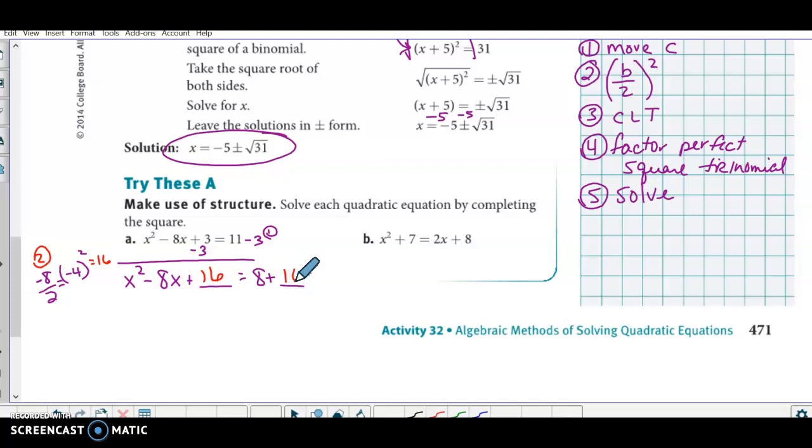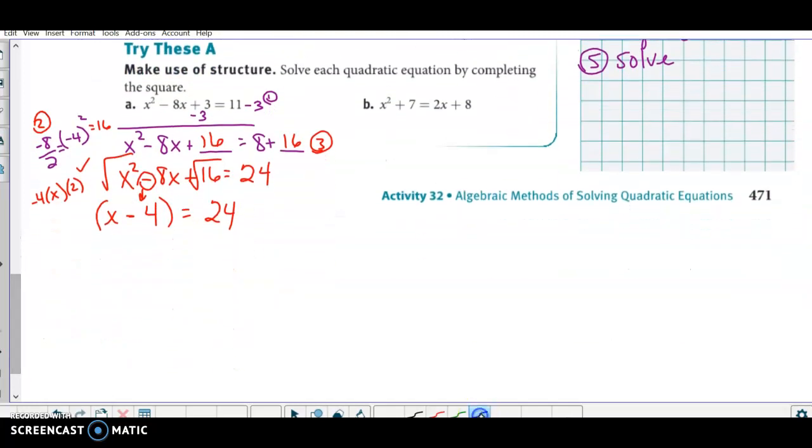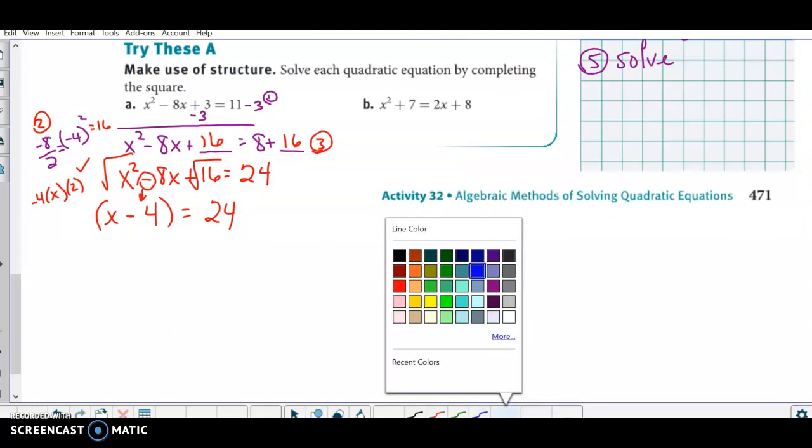So this is where we're going to collect like terms, step 3. So I have x squared minus 8x plus 16. 8 and 16 is 24. So now I can factor my perfect square trinomial. I'm going to take the square root of A and the square root of C, the sign of B, x minus 4, and I can double check that negative 4 times, so this is C times A times 2, in fact is negative 8x, so we're good, is equal to 24. So I've finished completing the square, so now I'm going to go ahead and solve.